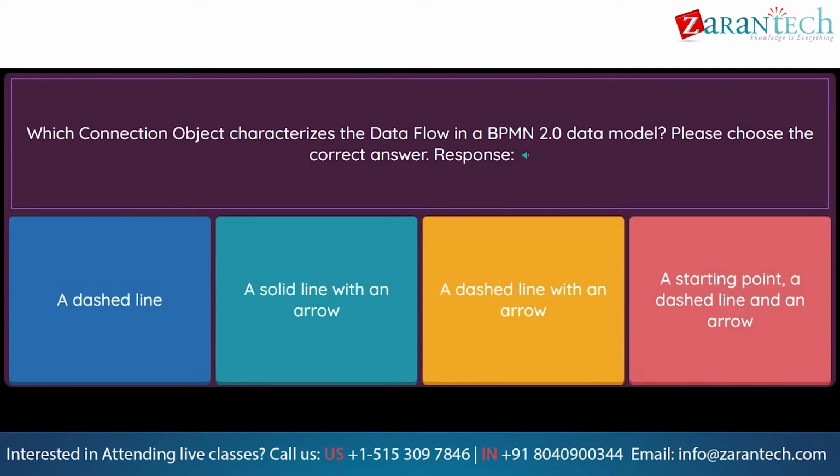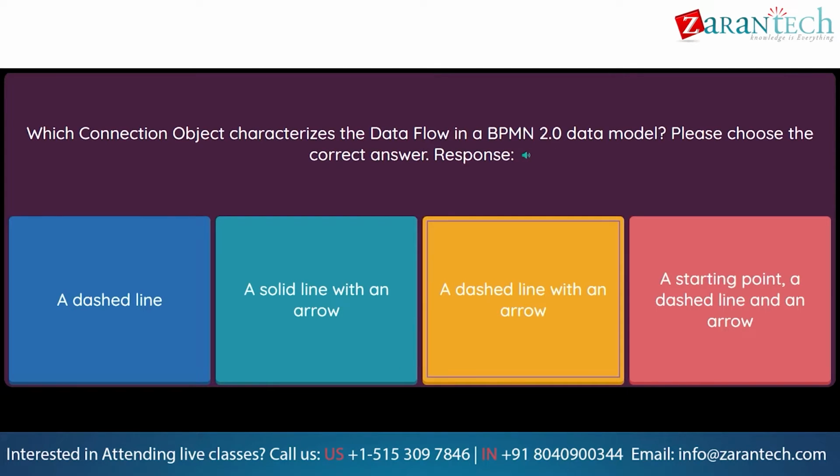Question: which connection object characterizes the data flow in a BPMN 2.0 data model? Please choose the correct answer. Response: Option 1 A dashed line, Option 2 A solid line with an arrow, Option 3 A dashed line with an arrow, Option 4 A starting point, a dashed line and an arrow.